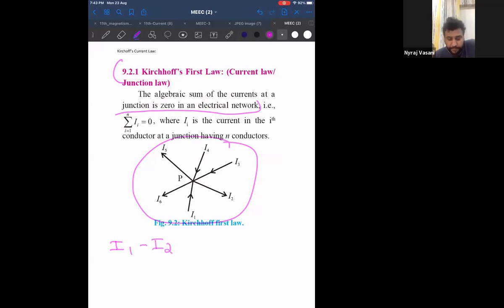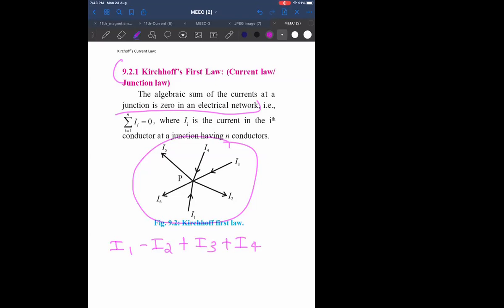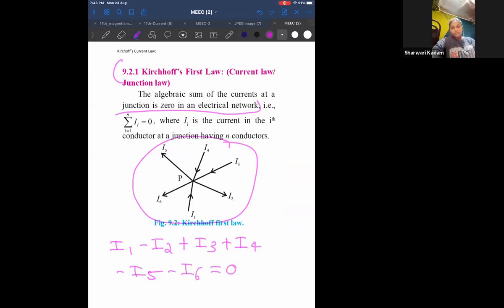Continue. I3. Positive. I3 will be positive. I4. Positive. I5. Negative. I6. Negative. This is the meaning of Kirchhoff's current law. The algebraic sum of all the currents entering a junction is zero.